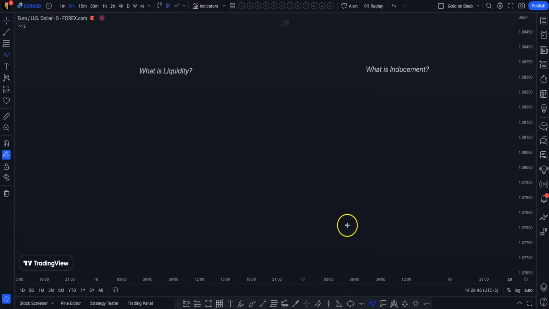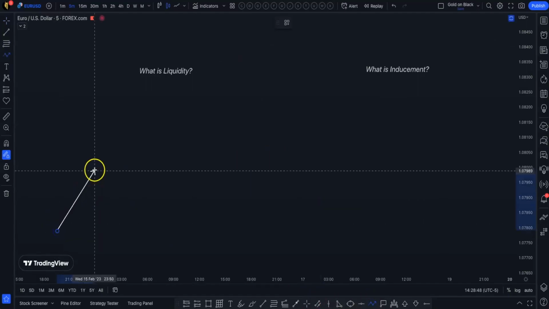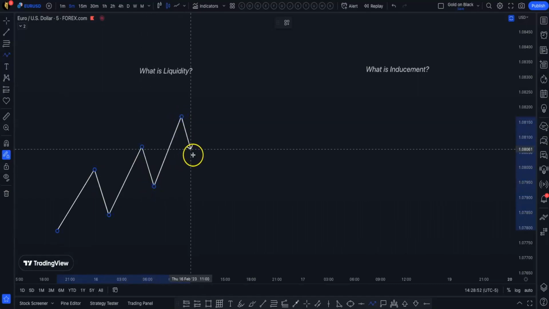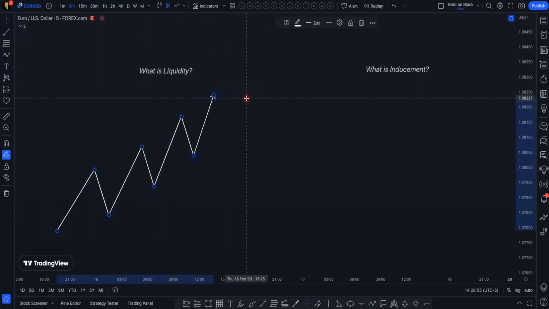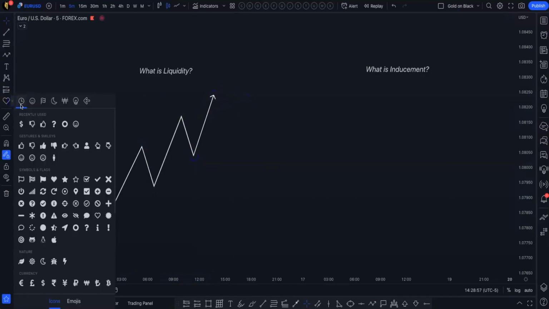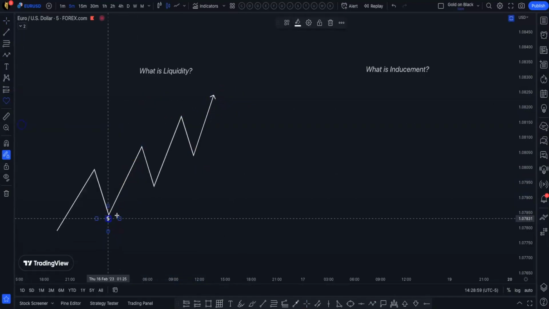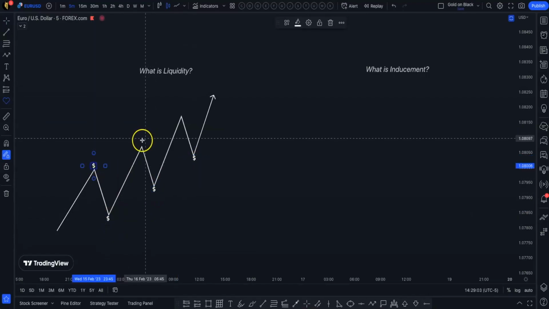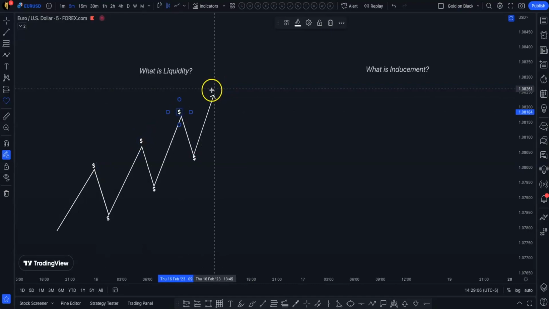Just as an example, just quick right here. Let's suppose we have an uptrend just like this. Very quick and simple uptrend, right? Now, easy to understand. Below these lows, there's always money sitting. Even above this high, there's always money sitting above these highs, okay?